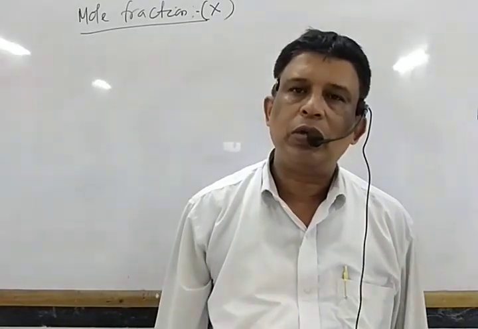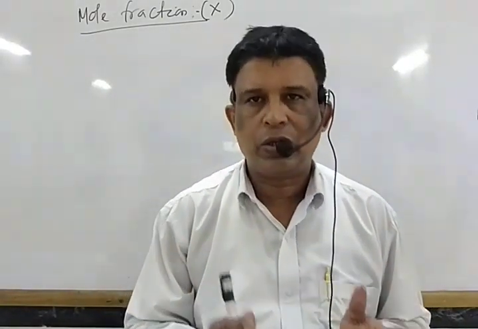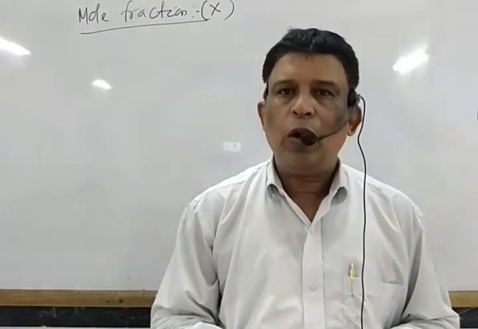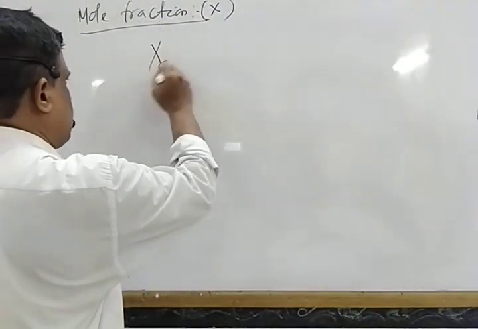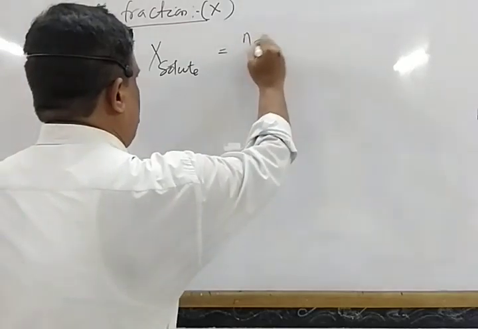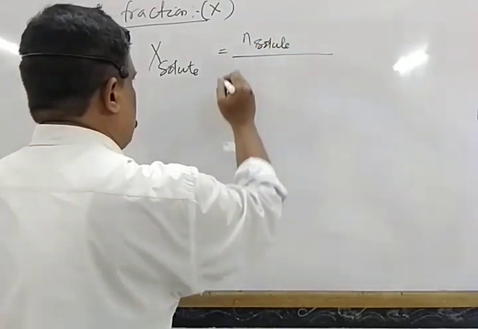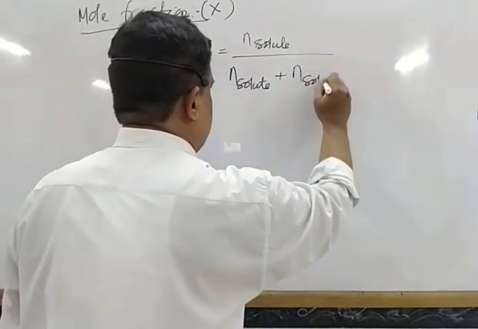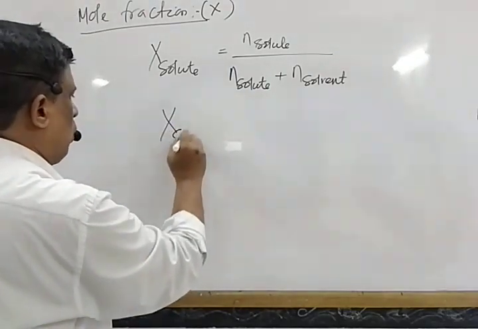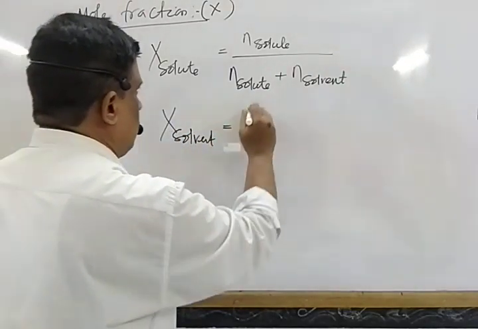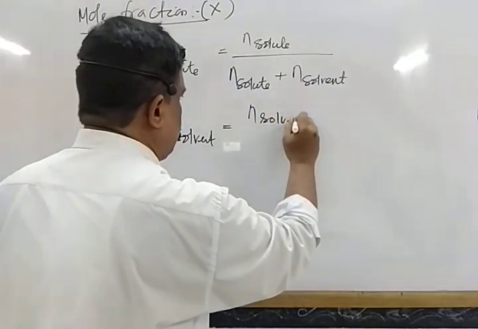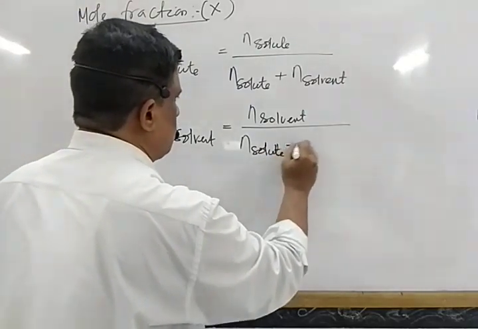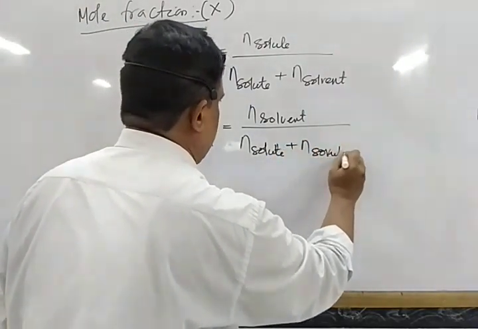What do you mean by binary solution? Where two components are there, usually one solute, one solvent. So for a binary solution, the mole fraction of solute, X solute, is equal to number of moles of solute divided by total number of moles of solution, that is number of moles of solute plus number of moles of solvent. Similarly, mole fraction of solvent is equal to number of moles of solvent divided by total number of moles of solution, that is number of moles of solute plus number of moles of solvent.